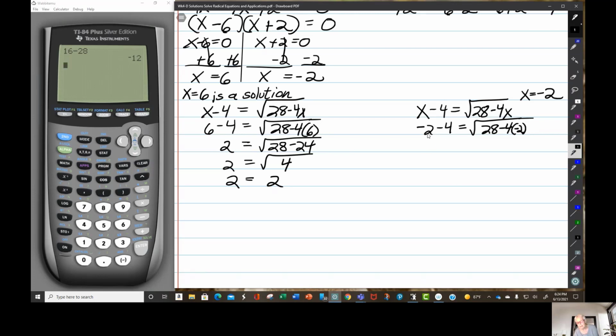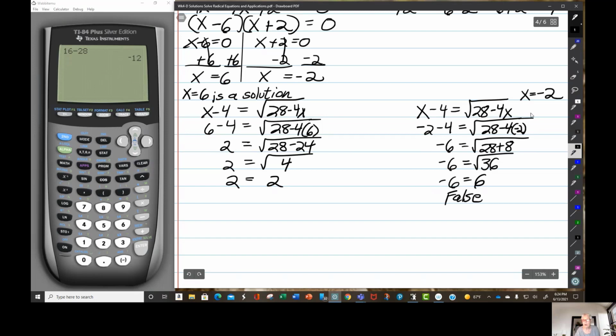Now, -2 minus 4 is -6. Square root of 28 minus 4 times -2, that would be a plus 8. So -6 equals the square root of 36, which is 6, and that's false. So x equals -2 is extraneous.